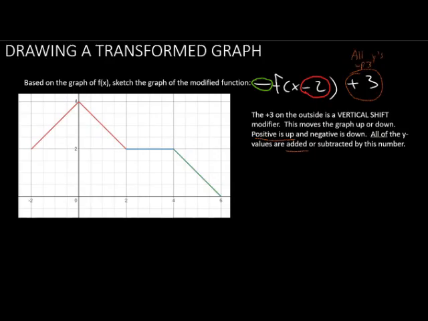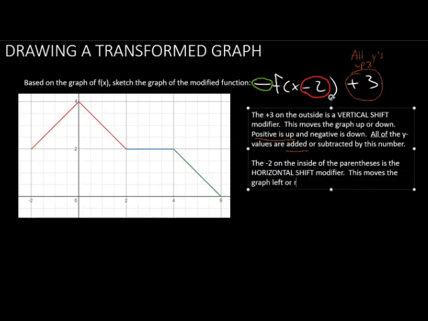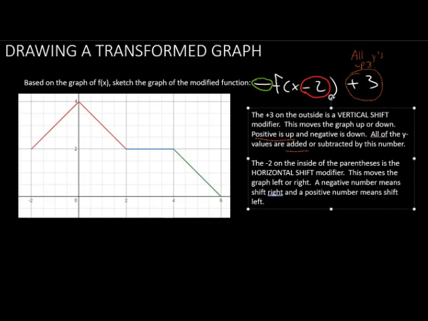Next, we'll talk about the minus 2 inside of the parentheses. Numbers on the inside of the parentheses are horizontal shift modifiers. These will move the graph left or right. When we're dealing with horizontal shifts, a negative number means shift right and a positive number means shift left. This number will modify all of our x values based on the modifier.